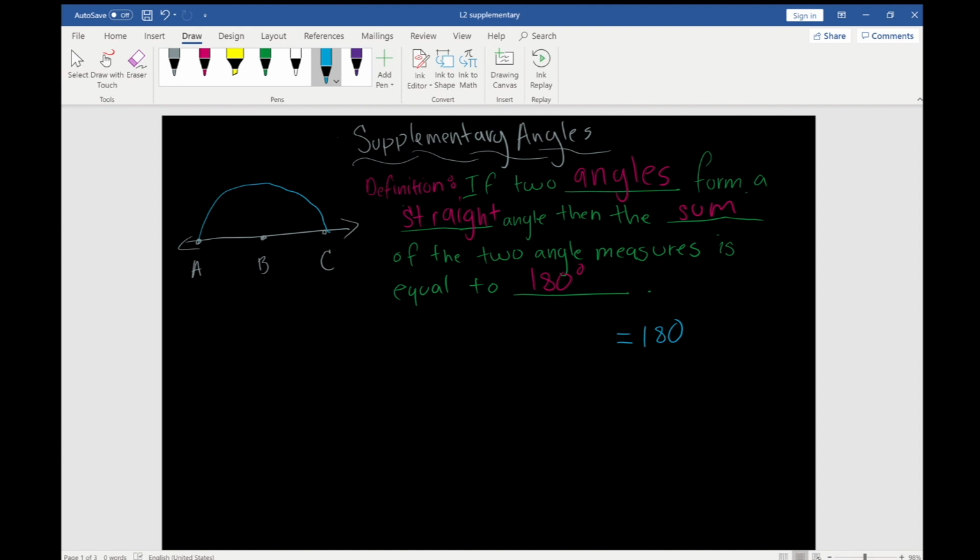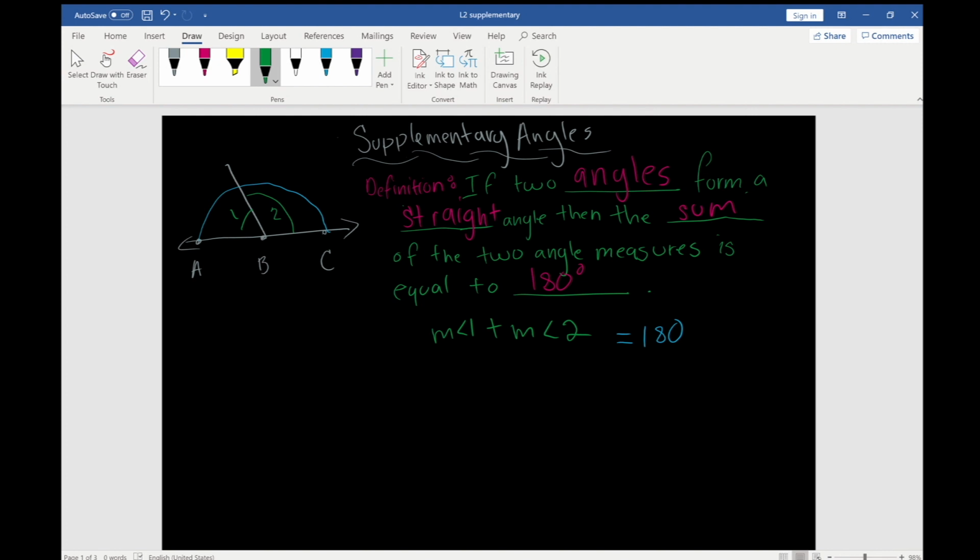Now, if I go ahead and cut it into two different angles, let's actually put that more towards B. If I cut into two different ones, and let's say that this one's angle 1 and this one's angle 2, then the sum of them should also be equal to 180. So that's essentially what the definition is telling us. So the measure of angle 1 plus the measure of angle 2 must always be equal to 180 degrees when the two angles make a straight angle.